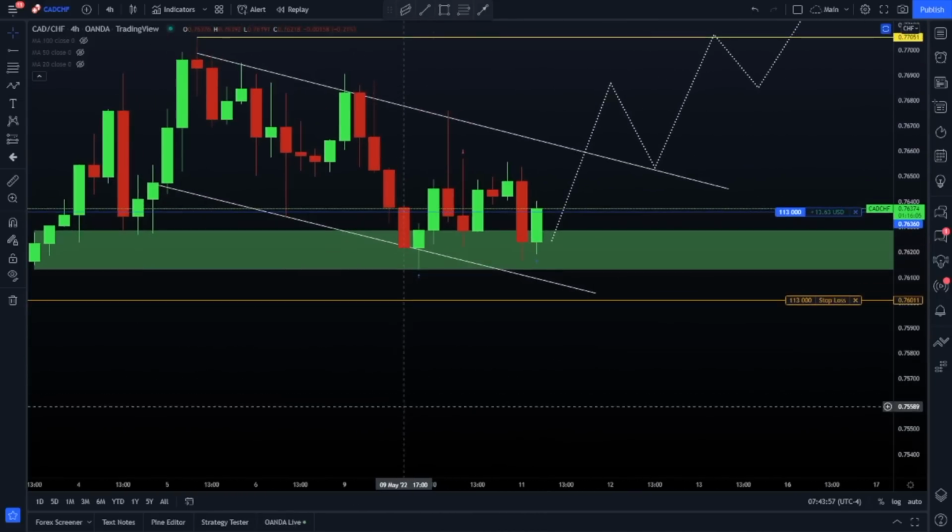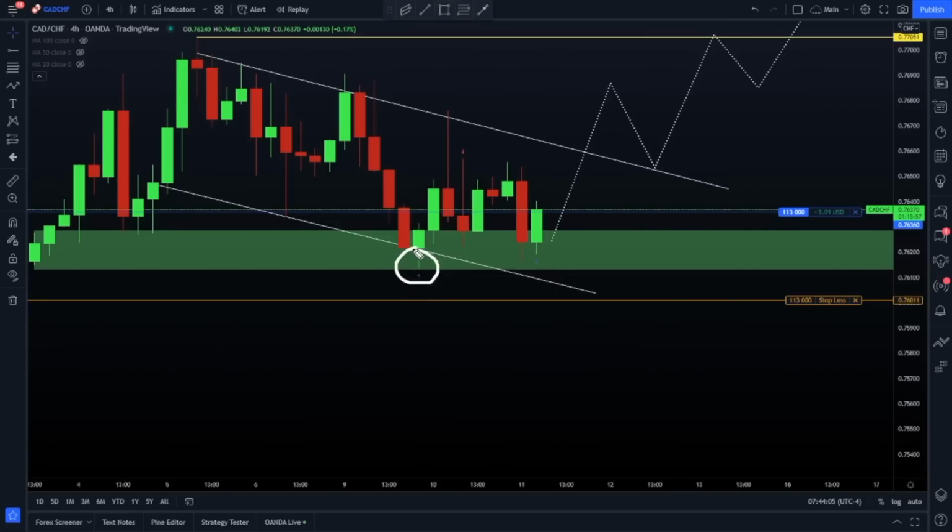We're taking a look at CAD Swiss here. I am looking at this area here as a potential area of support. I'm looking for a bounce off of this green zone, which I've marked as a potential demand zone. And you can see we've got this little downward channel we've been rejecting recently. This is a previous trade where I had attempted to go long. Unfortunately, it ended up being a break-even trade. But today I'm re-entering into the position.